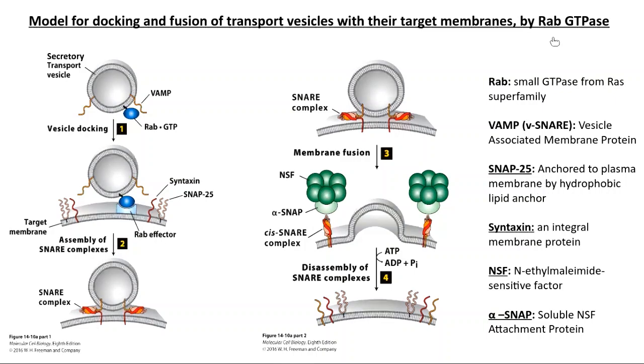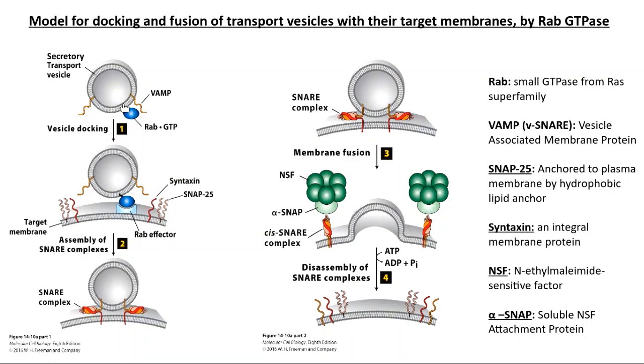This is another small GTPase like RAS. It is actually a small GTPase from the RAS superfamily itself. So these proteins are present in the cytosol. They get recruited. Basically, they are tethered via a lipid anchor to the secretory vesicle. So these are the secretory vesicles. This is the RAB protein, the RAB-GTP version. These are tethered to the membrane by a lipid anchor.